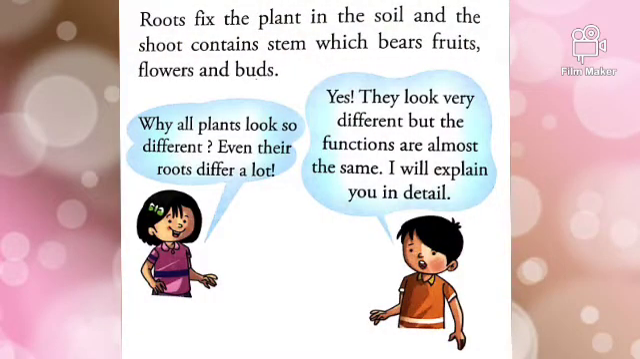As we have already studied about the root and the shoot, roots fix the plant in the soil and the shoot contains the stem, which bears fruits, flowers and buds. Almost all the plants look different and even their roots are different, but the functions are almost the same.